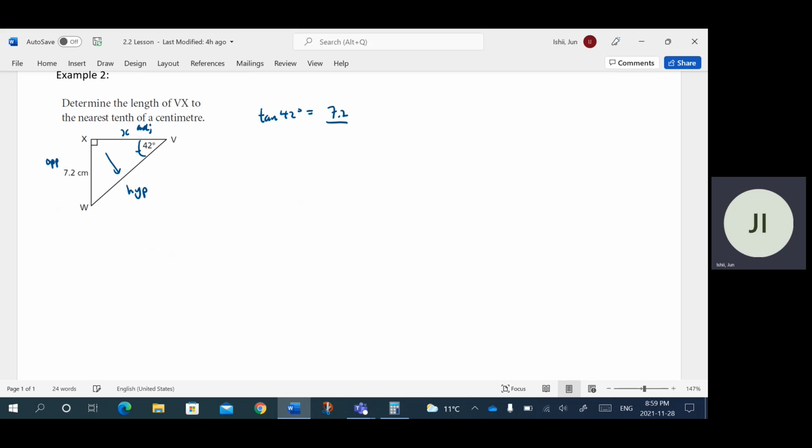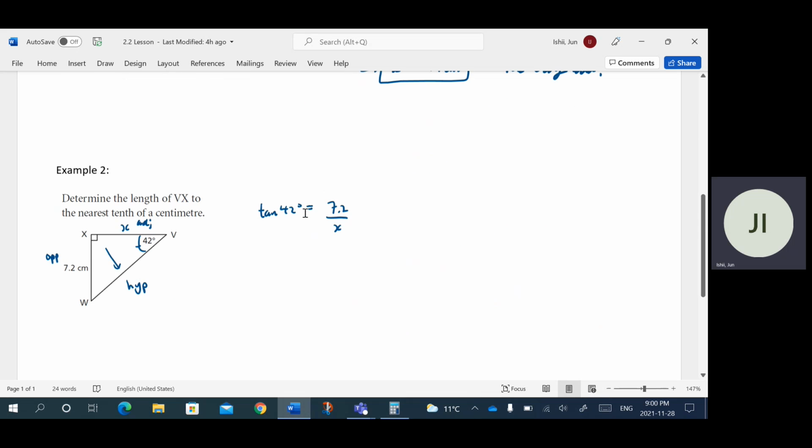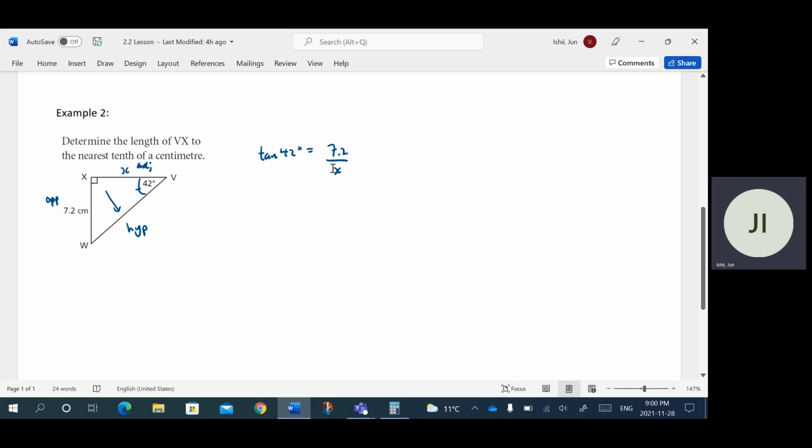over adjacent, which is x. Now, what you'll notice in this equation is that this time we're solving for the adjacent side. Now, in the previous one, we were actually solving for the opposite side. Okay, so when we set this up, the x was up top in that example. You'll notice here the x is on the bottom for this one. Now, we're still going to solve for x, but this one here is actually going to require 2 steps.